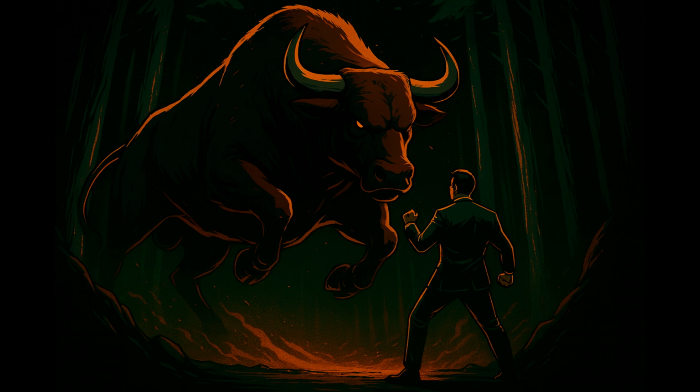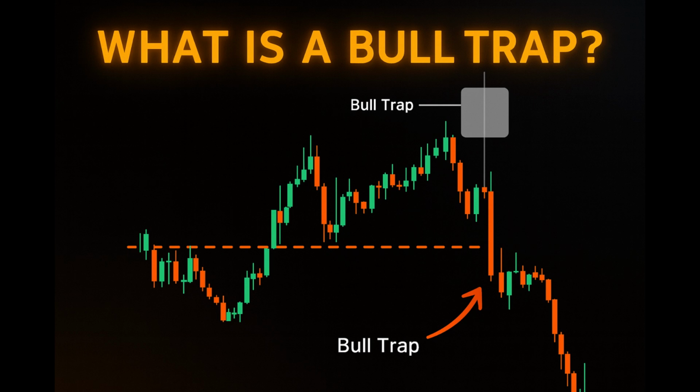Bull traps are one of the most common ways traders lose money, especially new ones. They happen when the market pretends to break out, luring buyers in, then reverses sharply and leaves them trapped at the top. You'll see this over and over again across stocks, forex, crypto, and commodities.